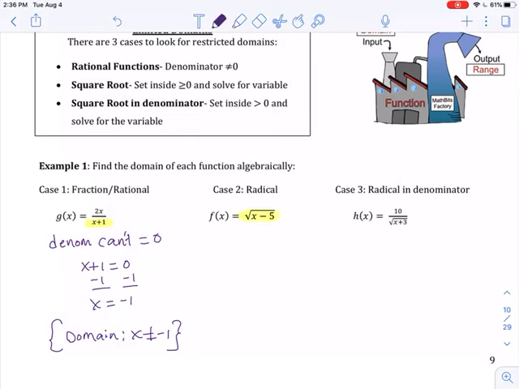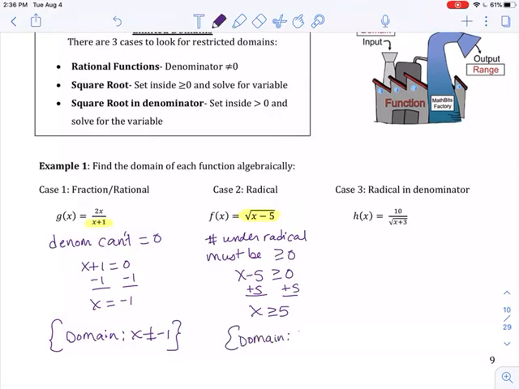Second one, I have a second case, so I'm looking up here for square root. With a square root, the number under the radical must be greater than or equal to 0. So I'm going to take that expression under the radical, set it greater than or equal to 0, and solve for x. So basically any value of x that's greater than or equal to 0 will work. Greater than or equal to 5, sorry. Okay, so that's my domain right there.